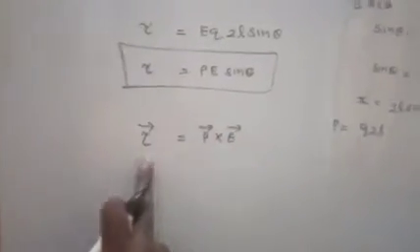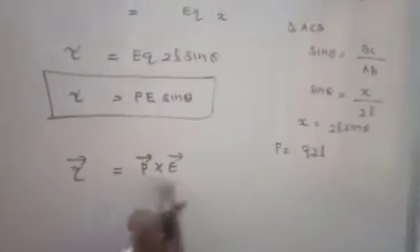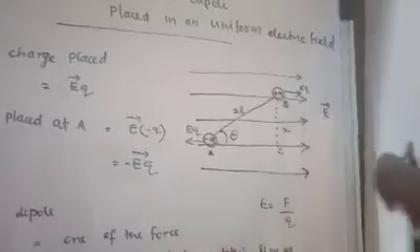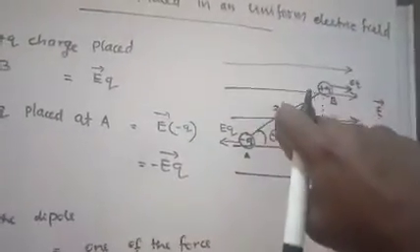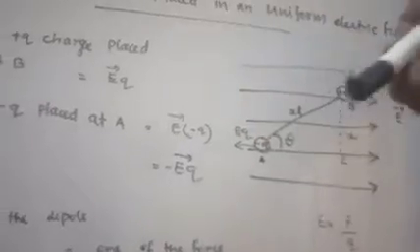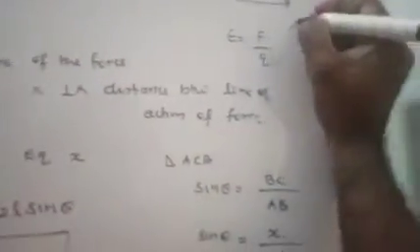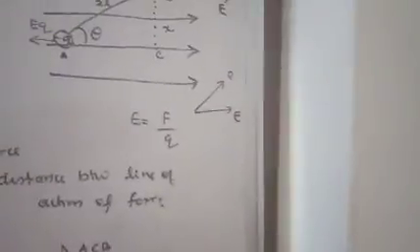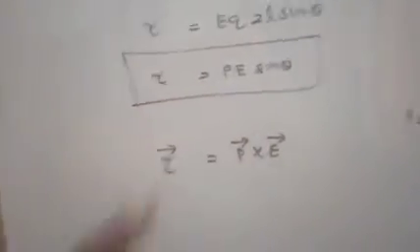What is the direction of this torque? Torque acts perpendicular to p cross E. The direction of p cross E is given by the screw rule. Turn the screw from p towards E. Then p cross E comes inward. So the direction of torque is inward in this case.